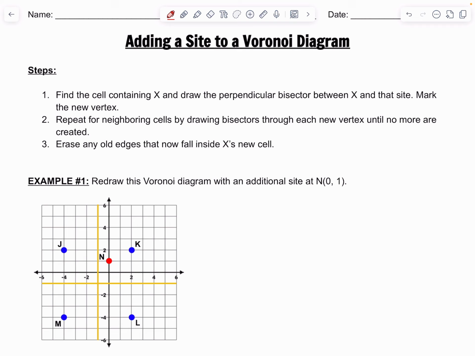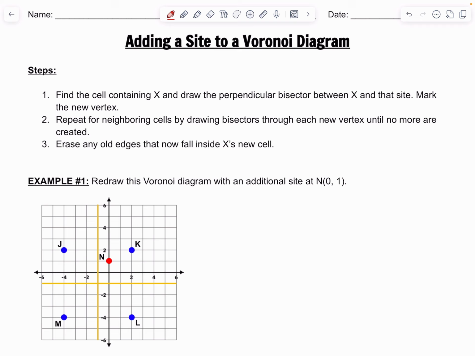Okay. Step two is that you're going to repeat the same thing for all of the other sites that are around that new site. And then once you do that, you will erase any old edges that now fall inside of the new cell. Okay, so let's look at example number one.